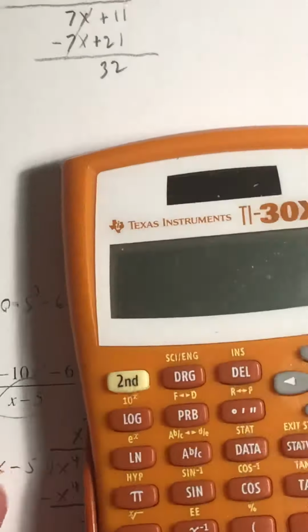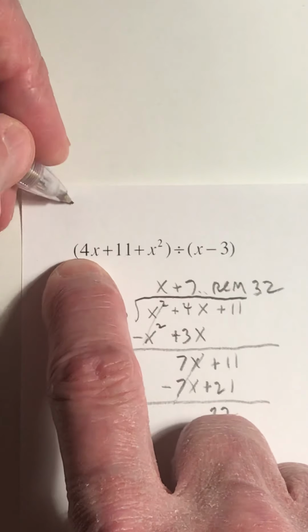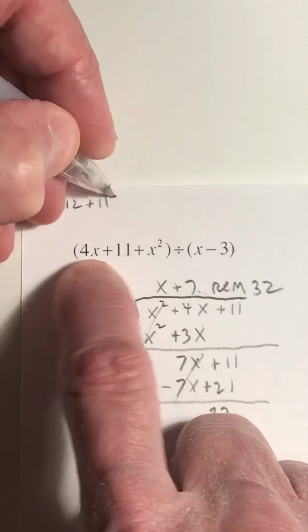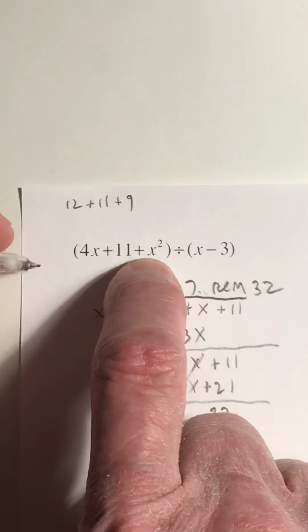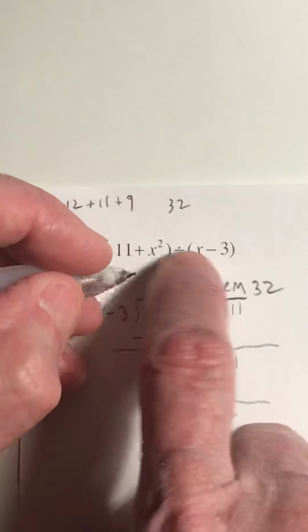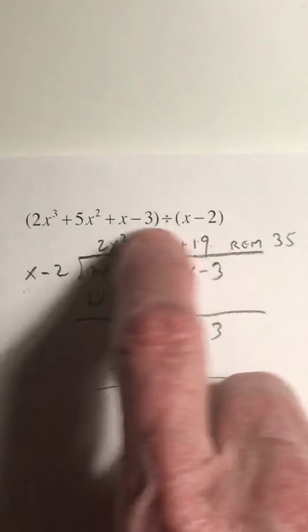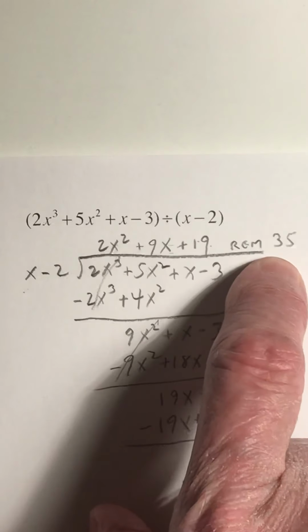If you've done everything right, if you take the value that would make the divisor equal to 0, in this case we use a 5, and plug it in for x, it should come out the remainder. See, if I wanted to check this one, if I plug in 3 for x here, plug in 3 for x here, what's 4 times 3? 12 plus 11 plus 9. What do I get? 11 and 9, 20, 32. I get 32. Oh yeah. Okay. Here, if I plug in a 2 into that, it should come out 35.